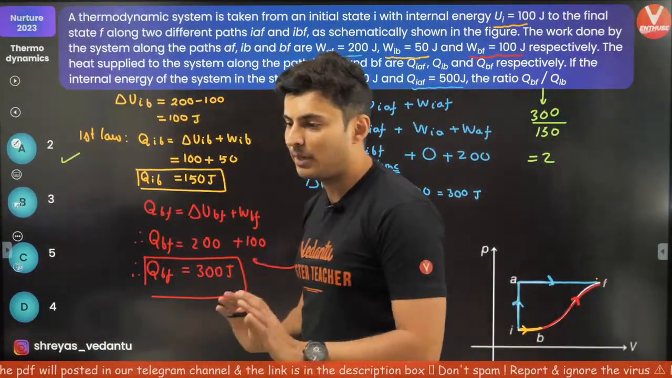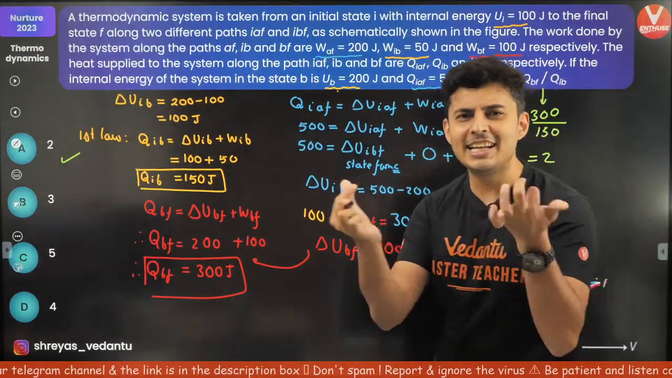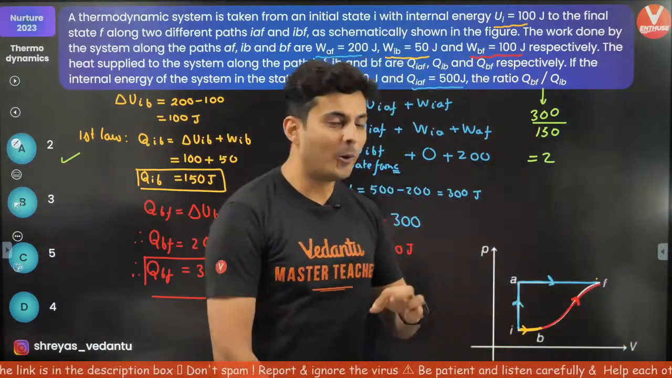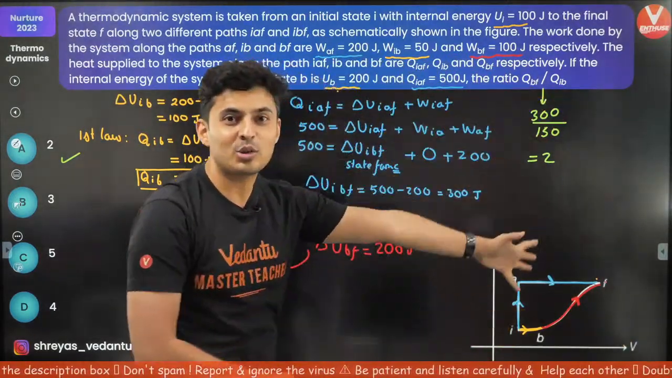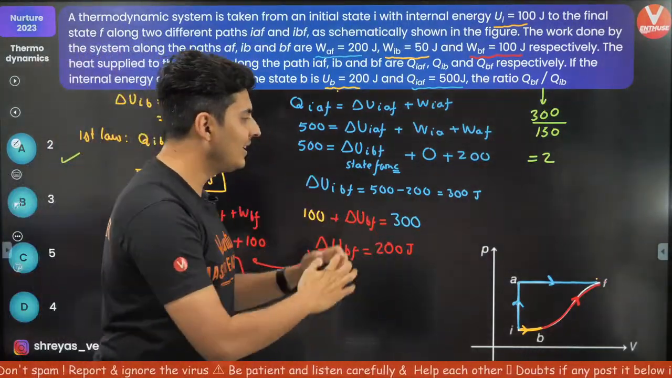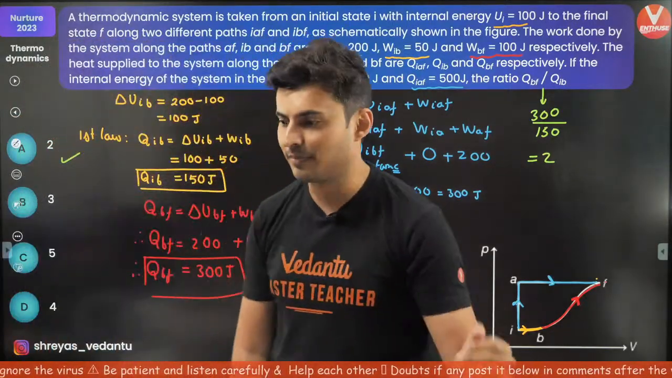Got it? Wasn't it a brilliant question? Loved it? So many intricacies, so many dependencies. You have to go by different paths to find out each and every term. That's the fascinating part about this problem. It's a JEE Advanced question.